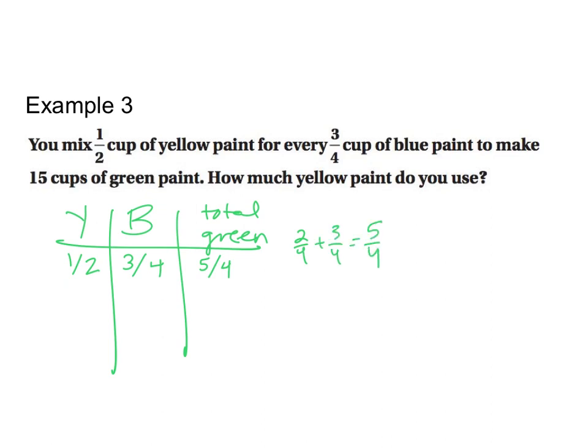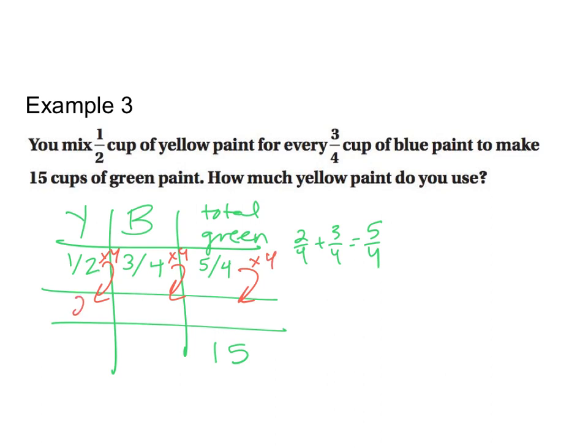Okay, now we want to get up eventually to 15 cups of green. You might not know immediately how to get to 15 cups. So one option that you have is you can actually try to eliminate the fraction. And so in order to do that, you would multiply by the least common denominator. So in this case, we would multiply each of our numbers times 4. Again, if I multiply my ratios by the same number, it's going to keep them equivalent.